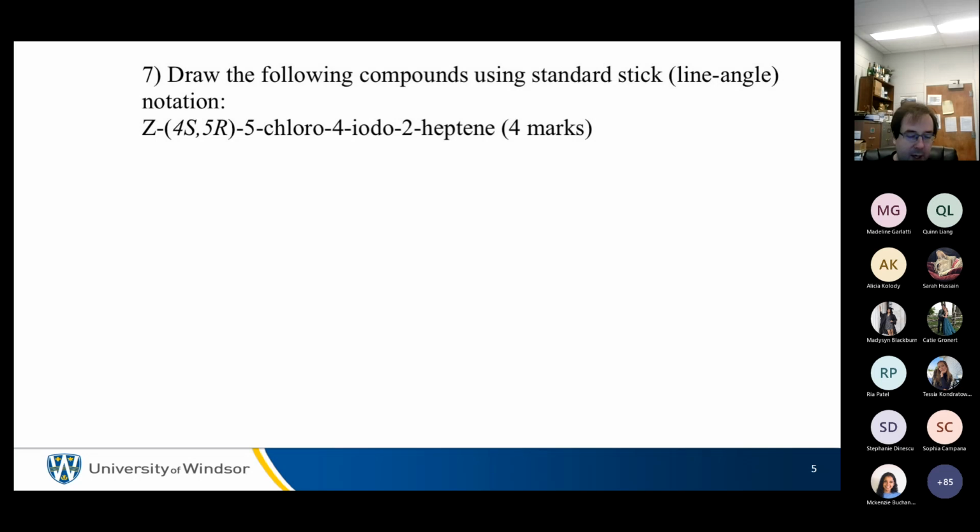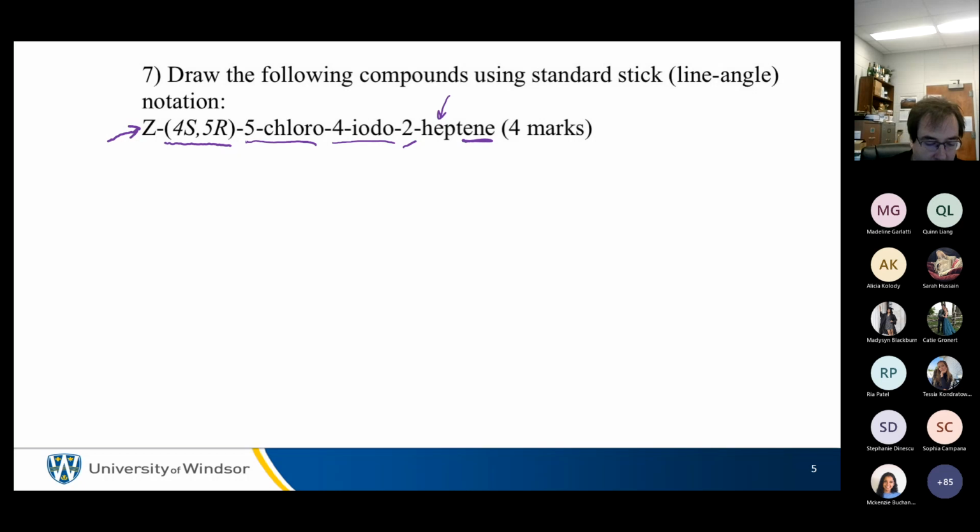So what I'm noticing here is this is telling me I have a double bond. This is telling me I have 2 stereocenters. This is telling me I have a chloro on 5, an iodo on 4, and a 2, you need to watch for it, ene. So there's a double bond on 2, and it's a hept.